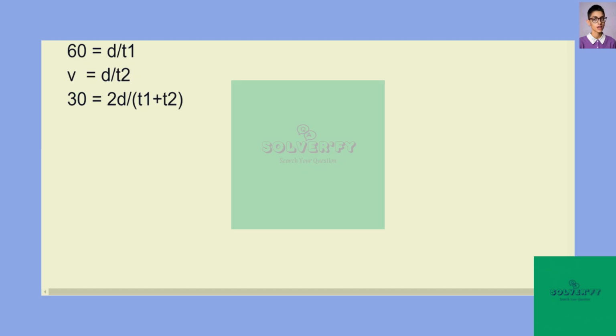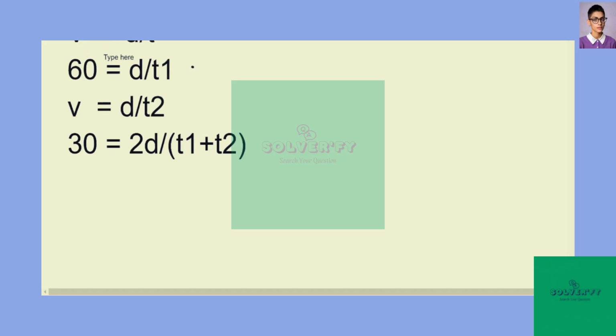Now, in our problem, we are given that to cover a certain distance d, we travel at 60 miles per hour, and it takes some time t1. Now we travel the same distance d, but at a different velocity, which means we have a different time. We'll call this time t2. We know that the average velocity for the whole trip is equal to 30 miles per hour, which is equal to the total distance covered, which is 2d, divided by the total time, which would be t1 plus t2. And now we want to find what v is for the second half of the trip.